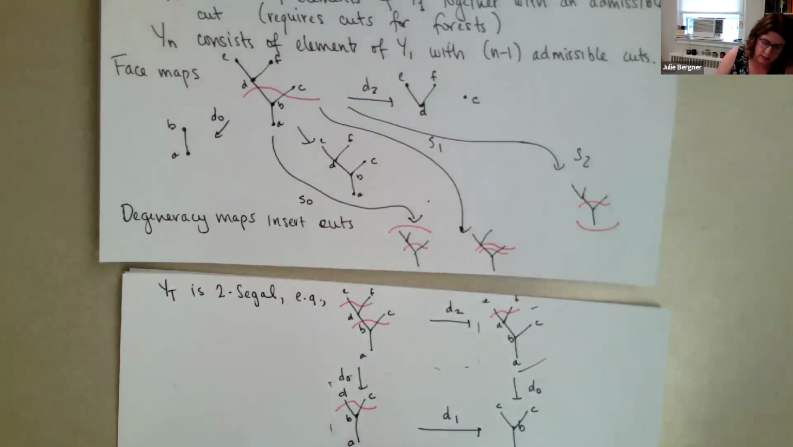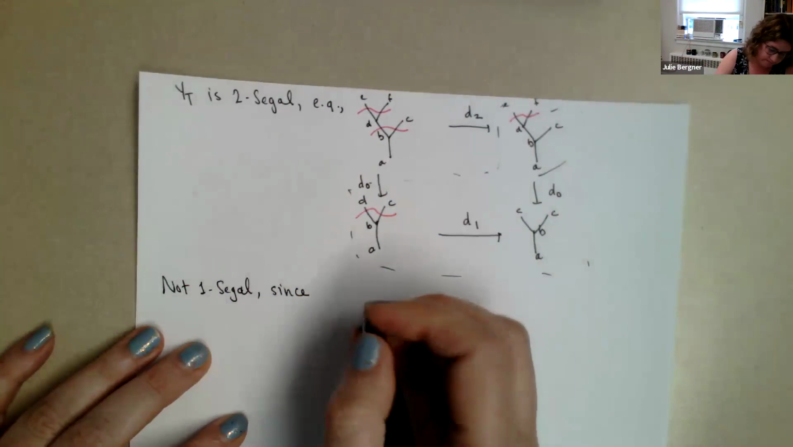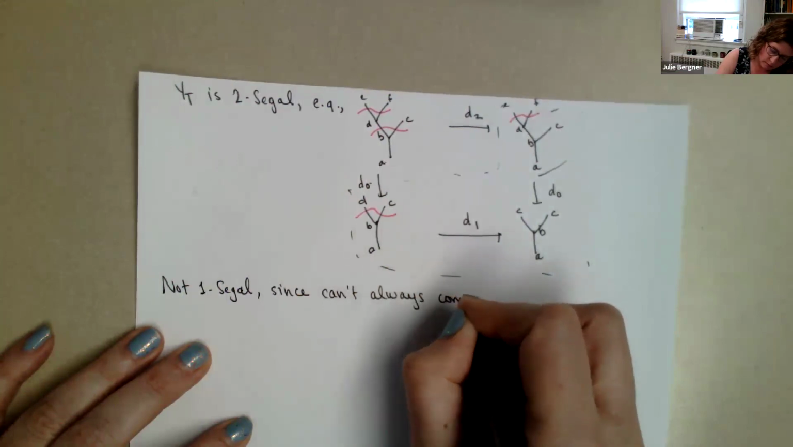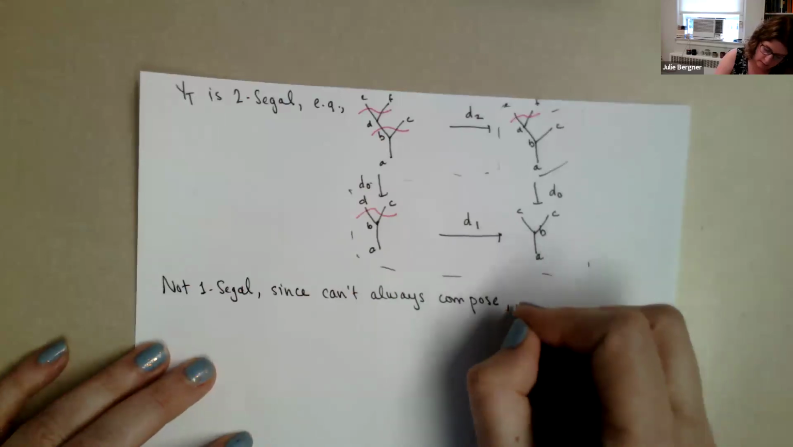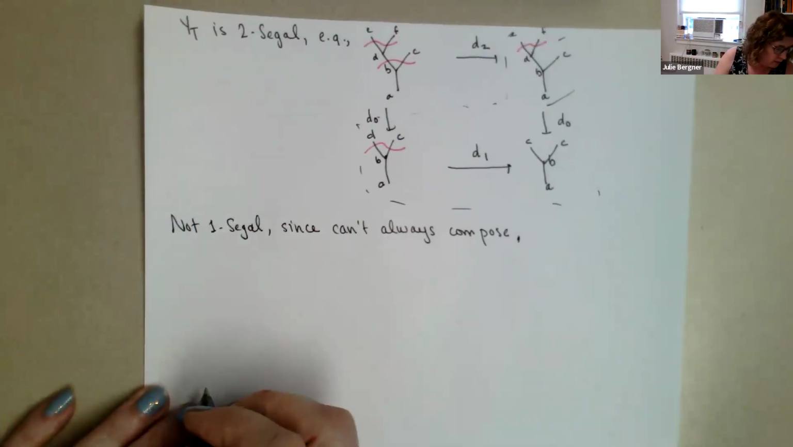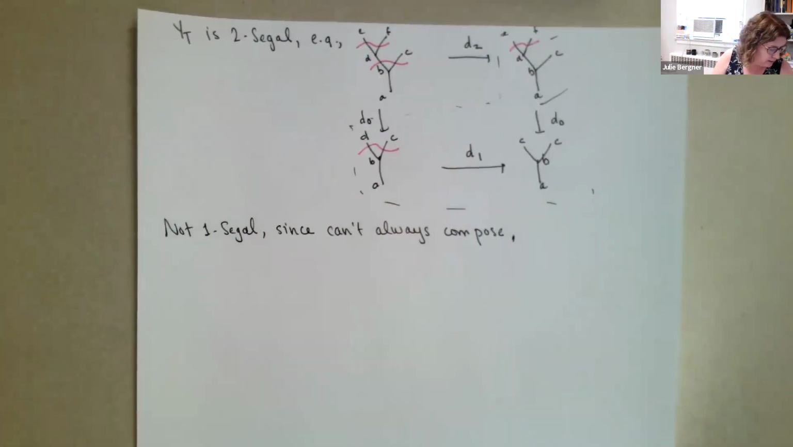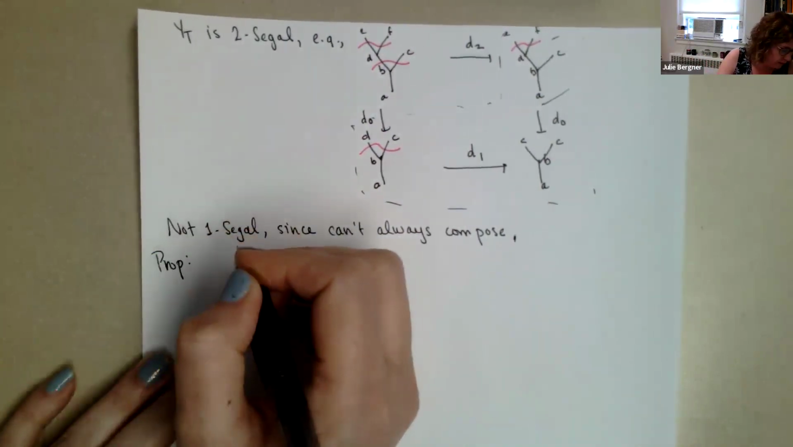since you can't, for the same reasons as, sorry, below the screen. You can't always compose. Okay. And so you might say, well, if I have a tree, I can either remember that it's a rooted tree, or I can just forget that structure and think of it as a graph. And so we have the following proposition.